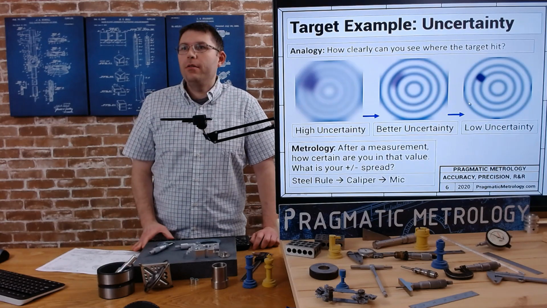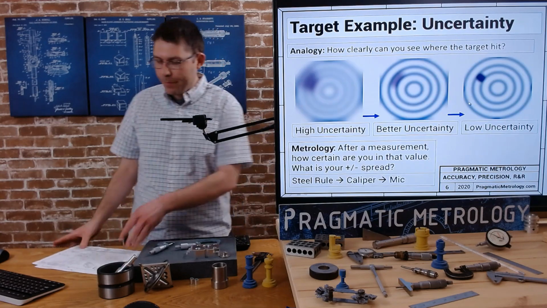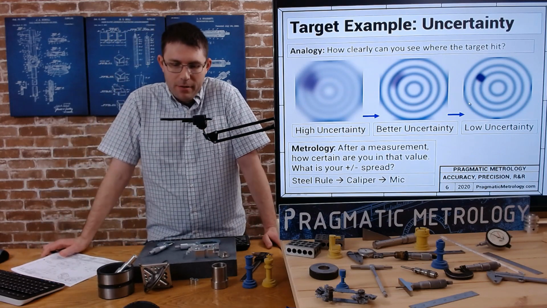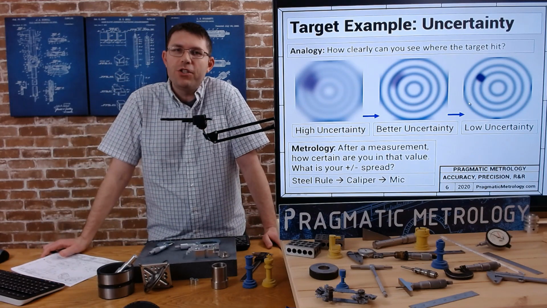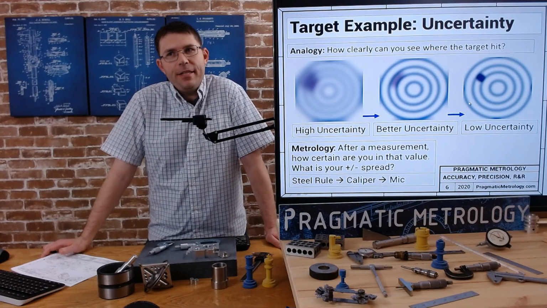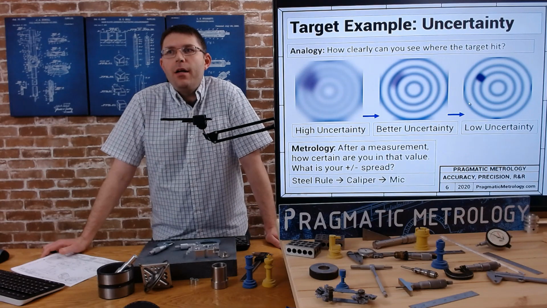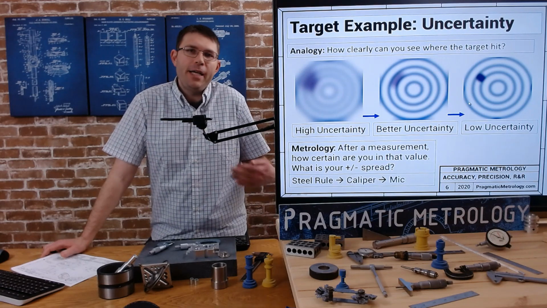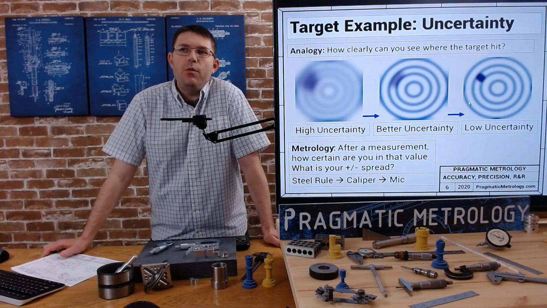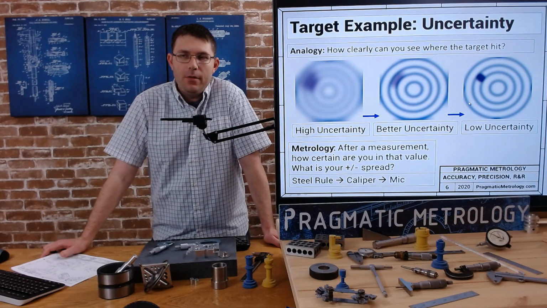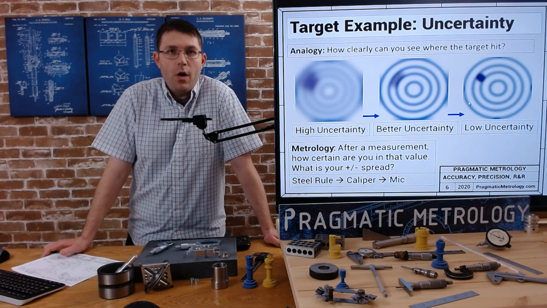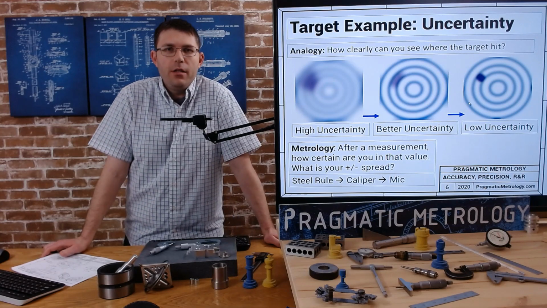Okay, so next concept, probably a concept you may not have heard of. Everybody, I think, is familiar with accuracy and precision, at least in real life. But uncertainty, that's a new one. The analogy that I apply to the target example is how clearly can you see where the targets hit? This doesn't have 10 points, it only has 1 point so that we can illustrate uncertainty.